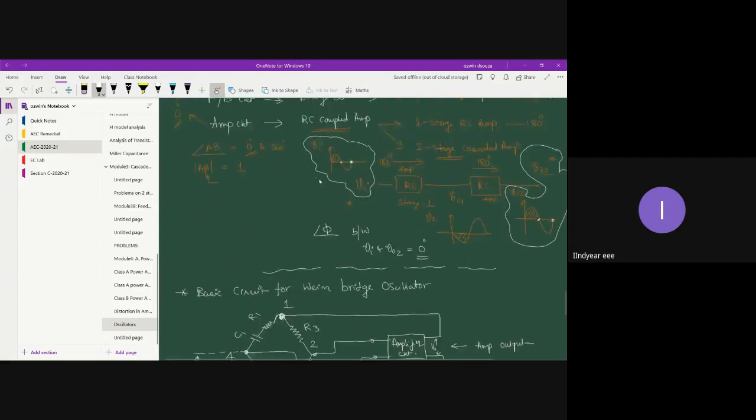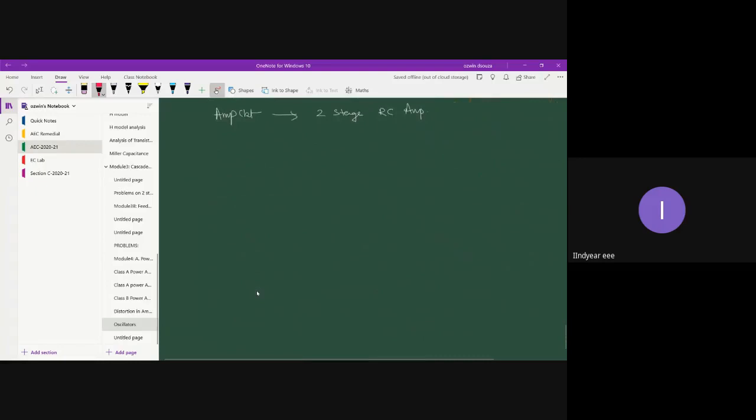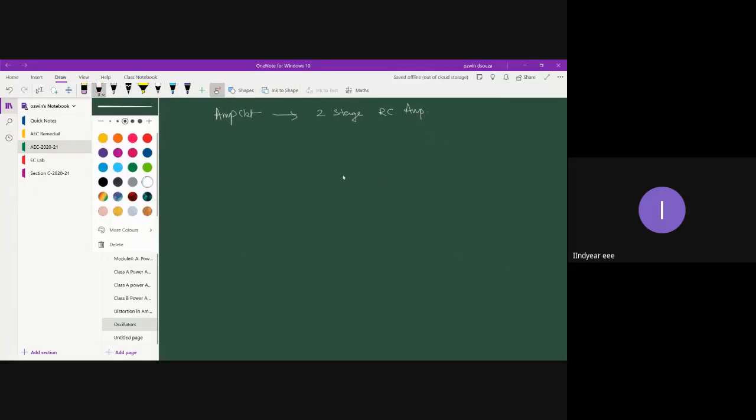So in place of this black box, let me put it inside a cloud. Draw a two-stage amplifier circuit. Got it? That's what we are going to do now. Quickly, let me draw.